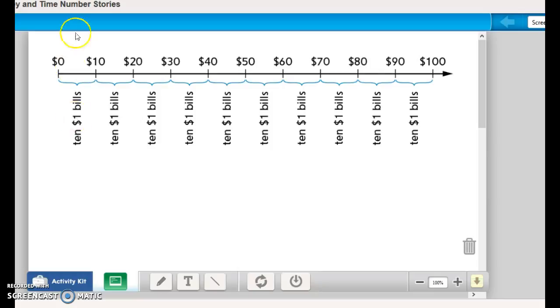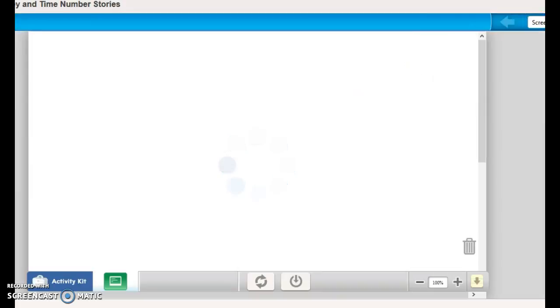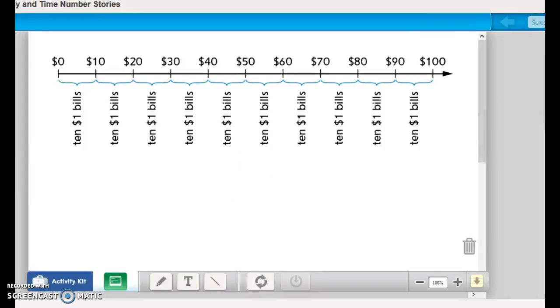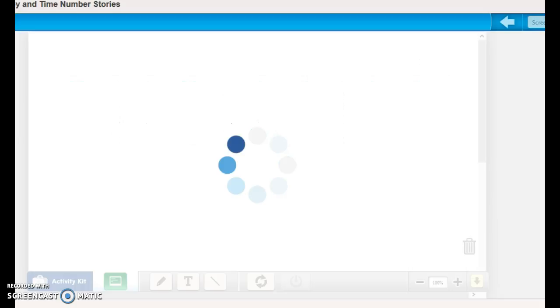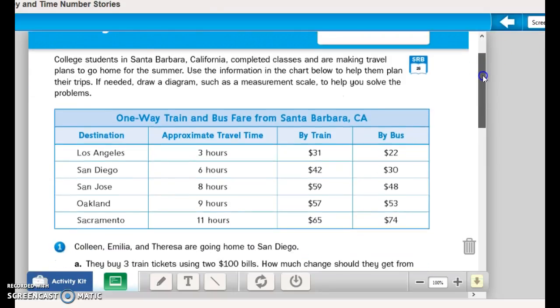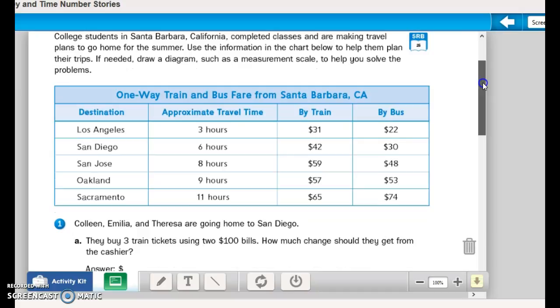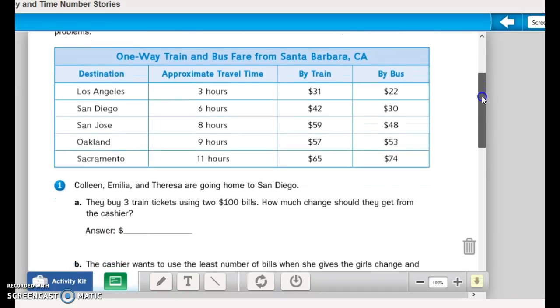One thing that you can think of too is 10 $1 bills gives you $10, another 10 $1 bills gives you 20, and so on. So I'll read this to you. College students in Santa Barbara, California completed classes and are making travel plans to go home for the summer. Use information in the chart below to help them plan their trips. If you need to, draw a diagram, such as a measurement scale, which I just showed you, to help you solve the problems.